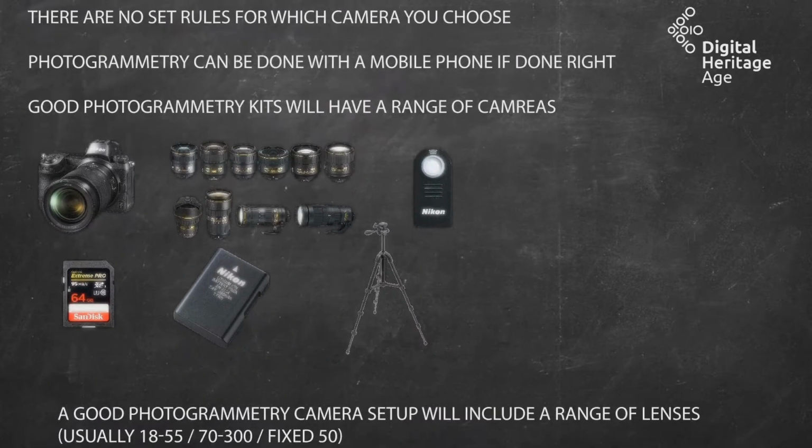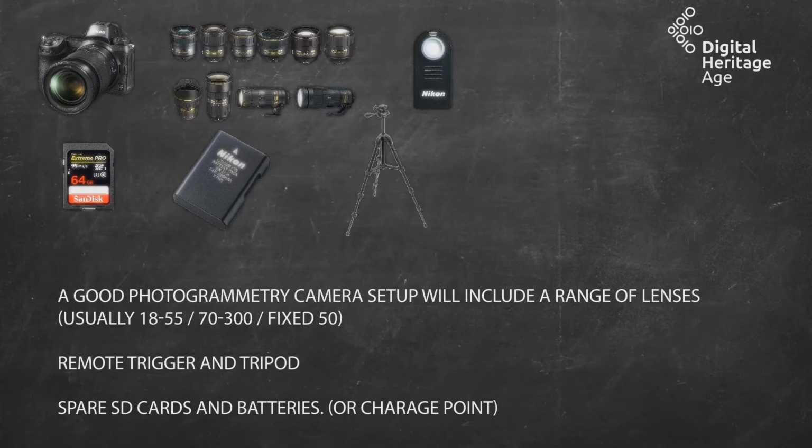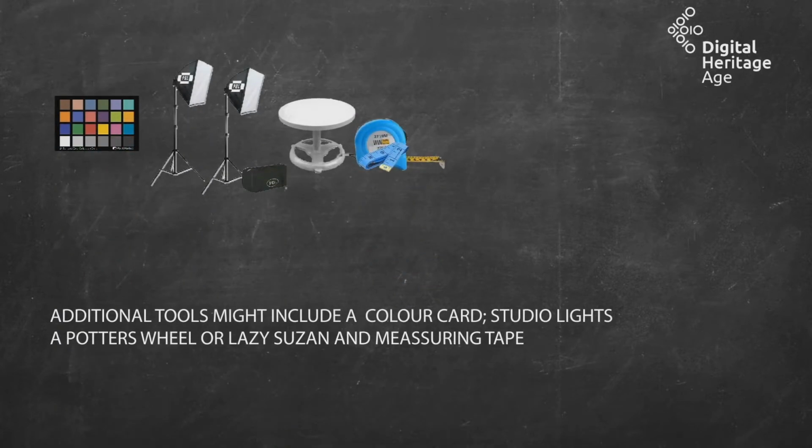So within a camera collection for photogrammetry, you'd want possibly a range of lenses. You'd certainly want a tripod, a remote trigger, and then backup batteries and SD cards, because you're going to be taking a lot of images from your camera for this, and it's going to build up over time. You can have then additional tools, things like color cards, studio lights, potter's wheel or lazy Susan for rotating artifacts, and measuring tapes then are quite important for taking accurate measurements of the subjects.